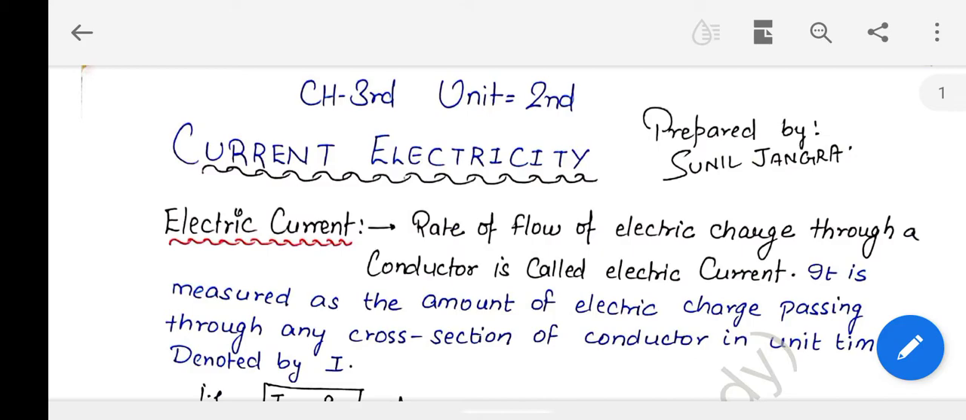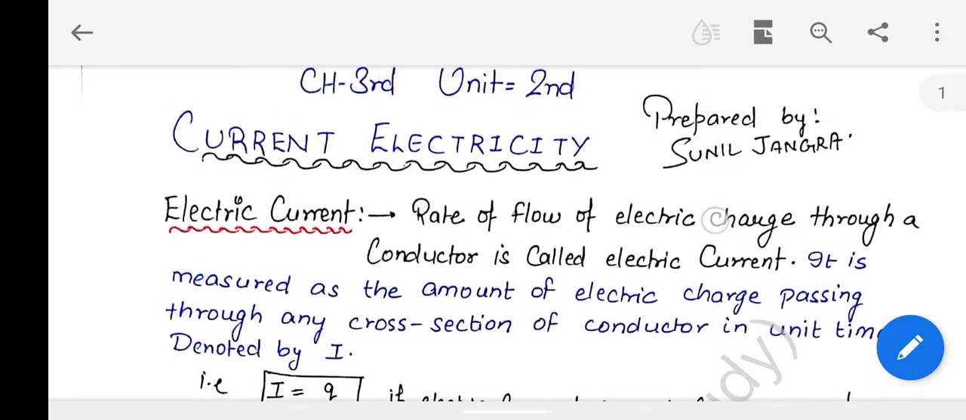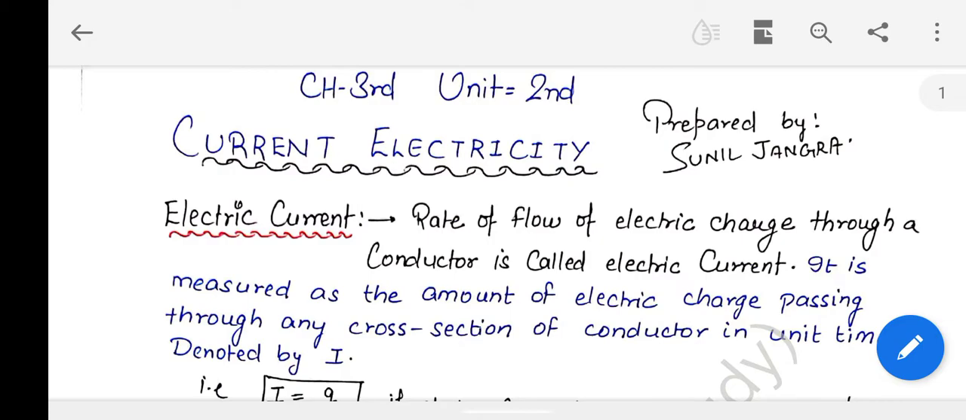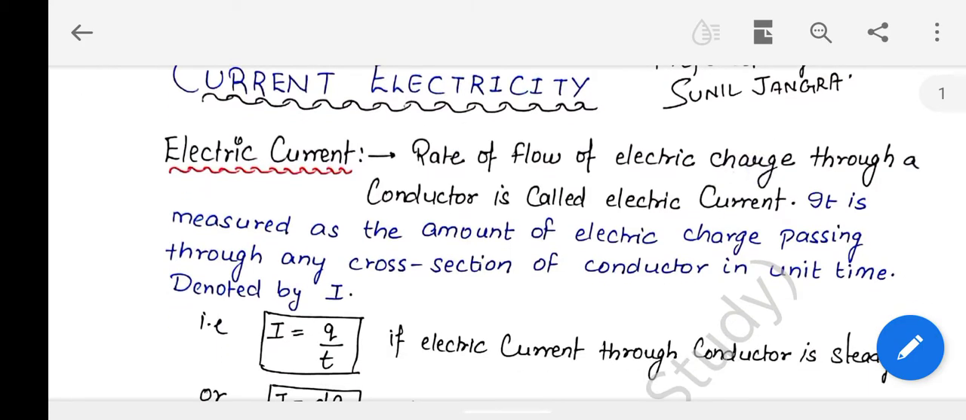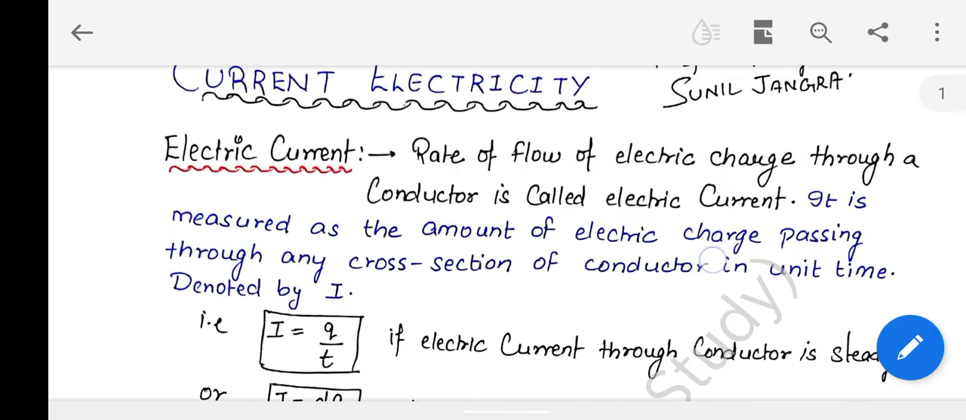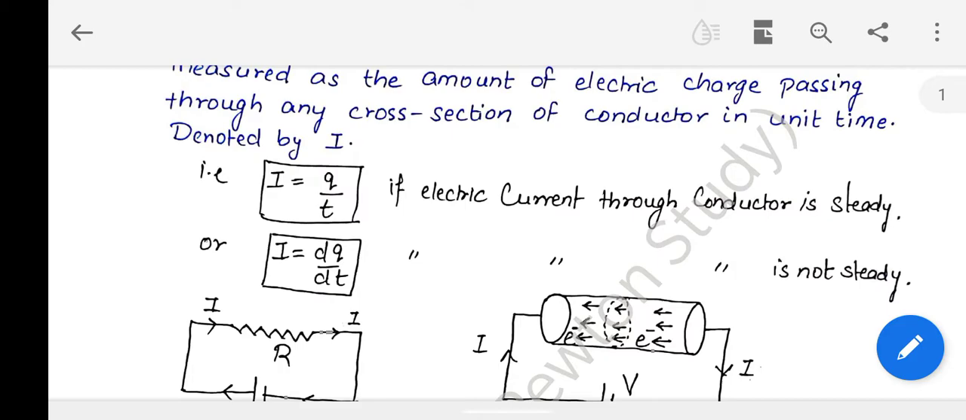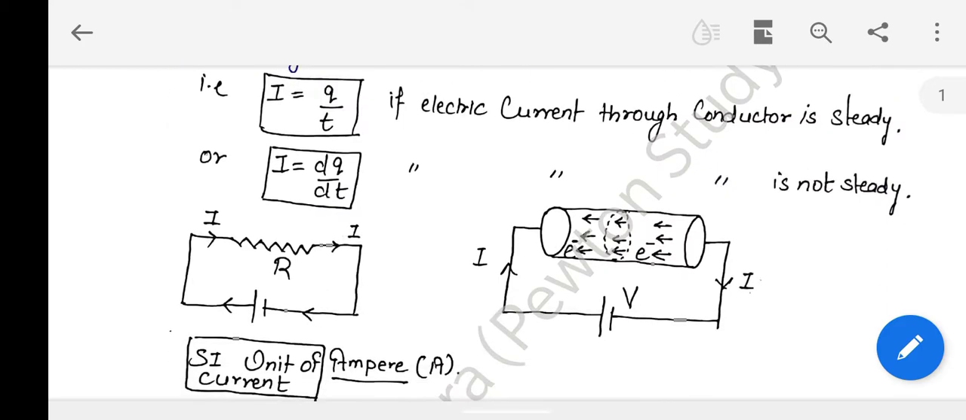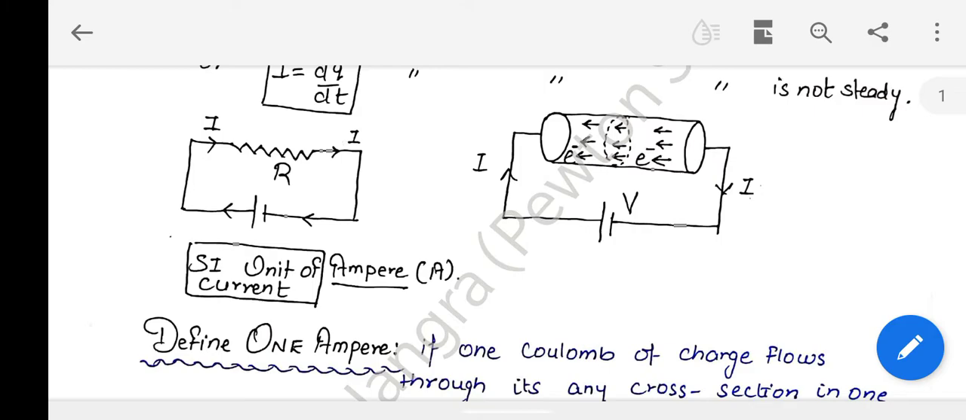Today we'll be discussing the second unit, or the third chapter, of your class 12 physics, that is current electricity. So let's first understand what basically electric current is. Electric current, denoted by capital I, is basically the rate of flow of electric charge through a conductor in a unit time. Its SI unit is ampere, denoted by capital A.